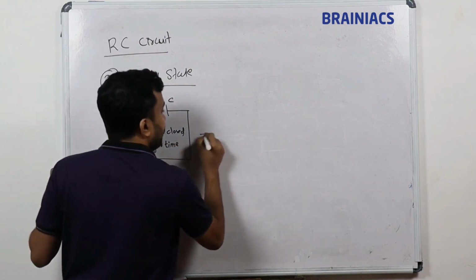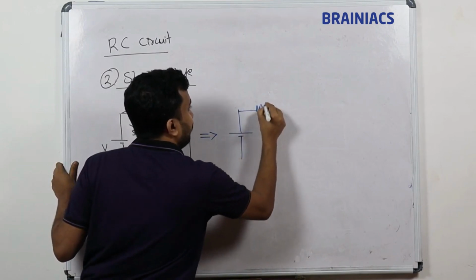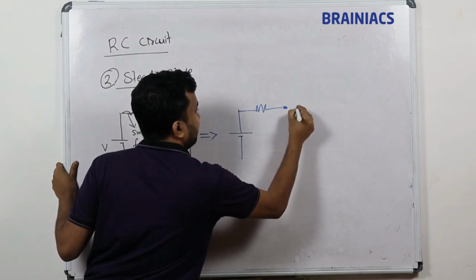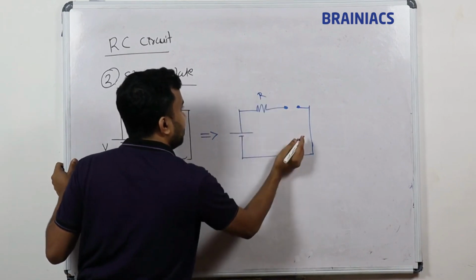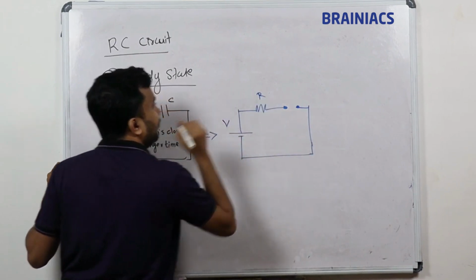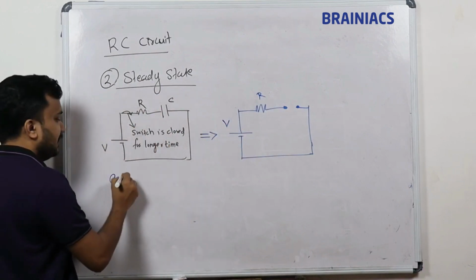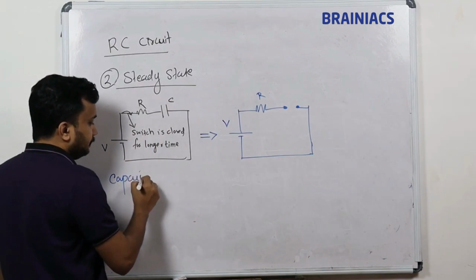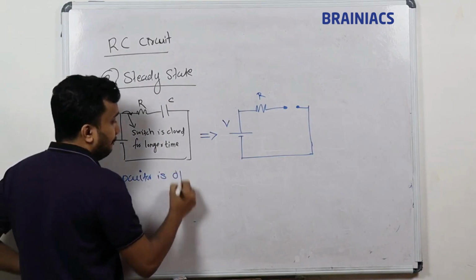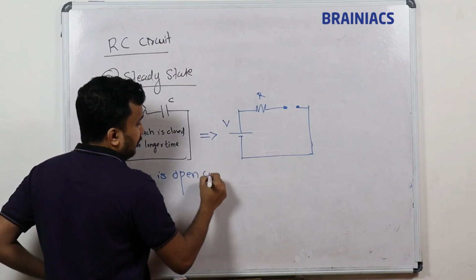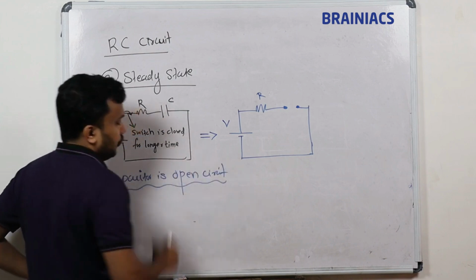So during this time, how can the circuit be redrawn? Redrawn means the capacitor is cut. Capacitor is cut means no charges are flowing further. So during the steady state, I can say the capacitor is an open circuit. Capacitor is open circuit. Capacitor is not short circuit.